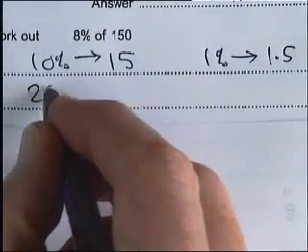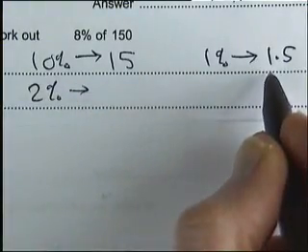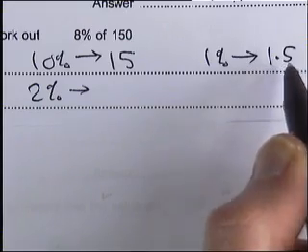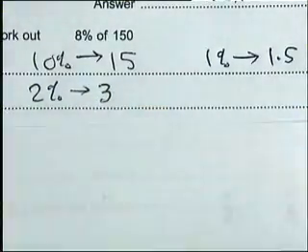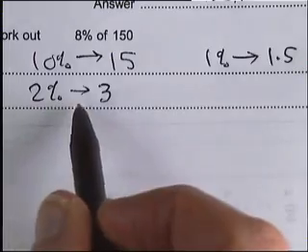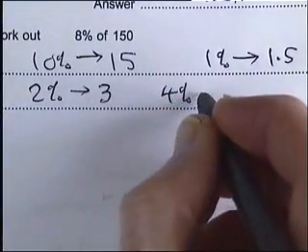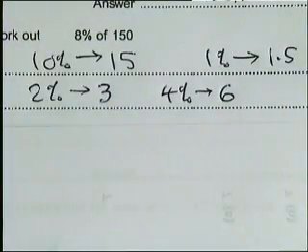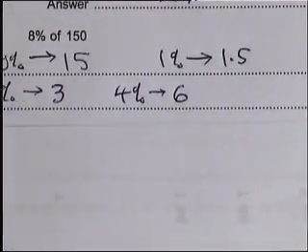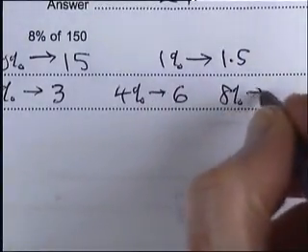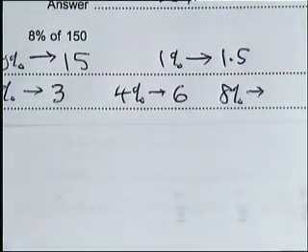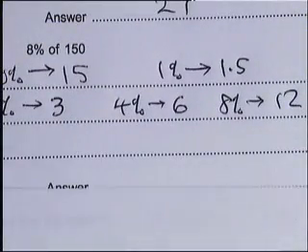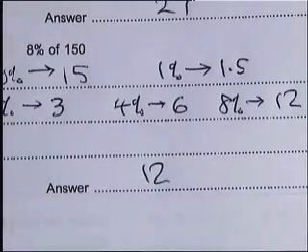Well, if I double that 1% to get 2%, I have to double this number. Double 1.5, 2 lots of 1.5 are 3. And now if I double again, I'll get 4%. I've doubled, so I double that and I'll get 6. And then if I double again, I'll get 8%. If I double 4%, I get 8%, and double that 6, I get 12. So the answer to question 8, 8% of 150, is 12.